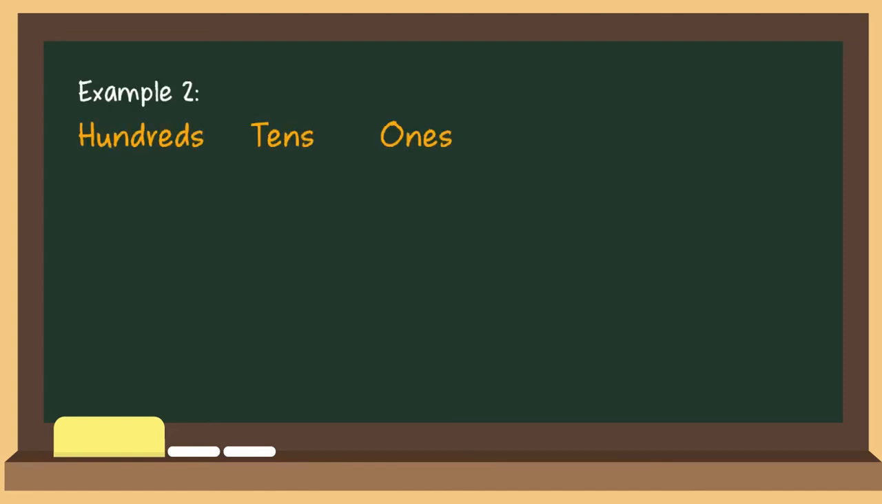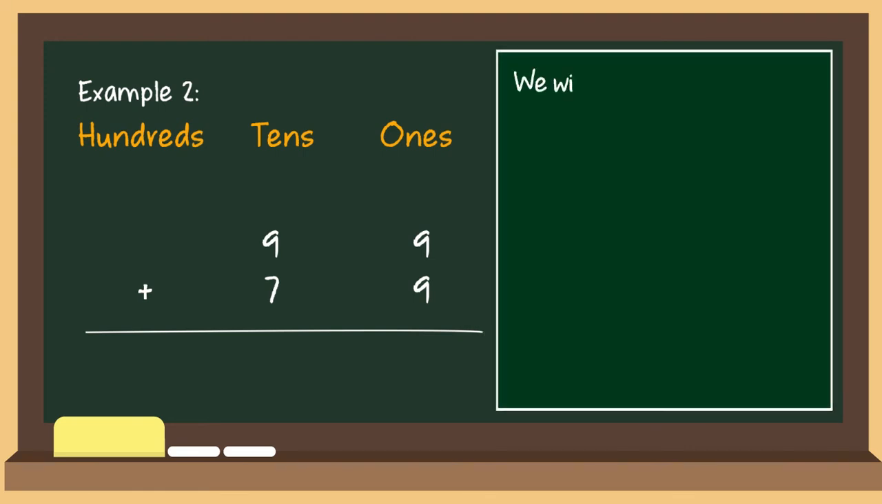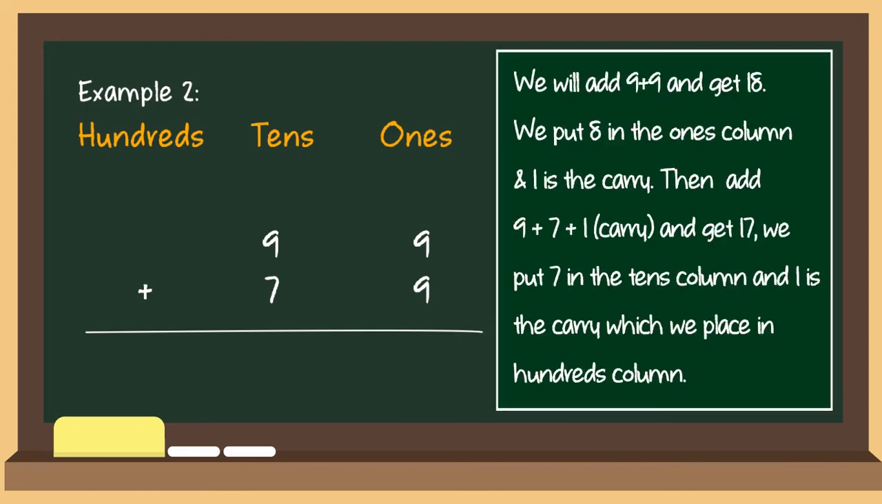Hundreds, tens, ones. We will add 9 plus 9 and get 18. We put 8 in the ones column and 1 is the carry. Then add 9 plus 7 plus 1, carry, and get 17. We put 7 in the tens column and 1 is the carry which we place in hundreds column.